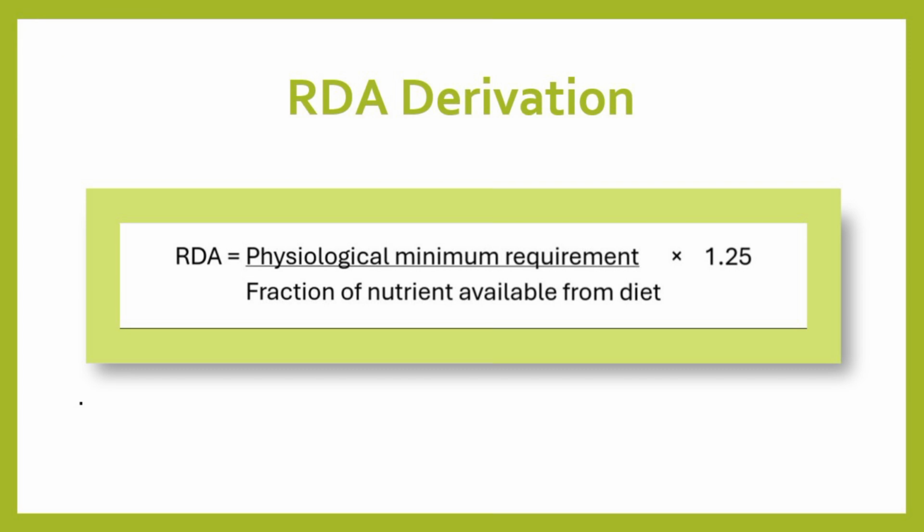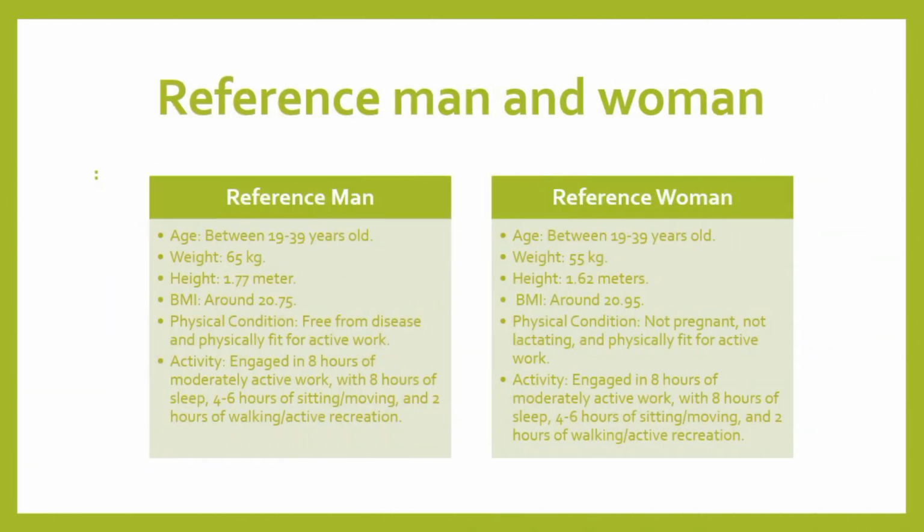The given formula is used to derive RDA. The physiological minimum requirement is divided by the fraction of nutrient available from diet. The result is then multiplied by 1.25. The RDA is provided with respect to a reference Indian man and woman.